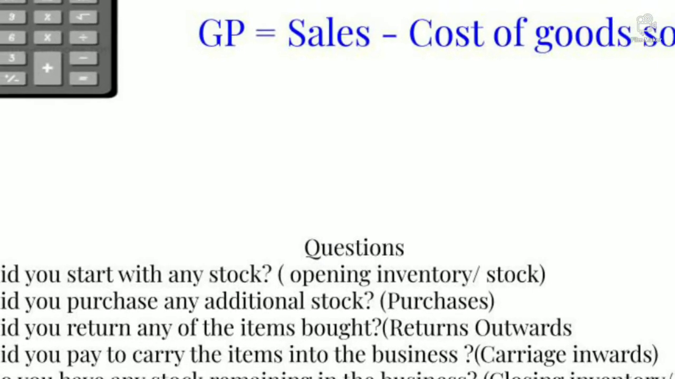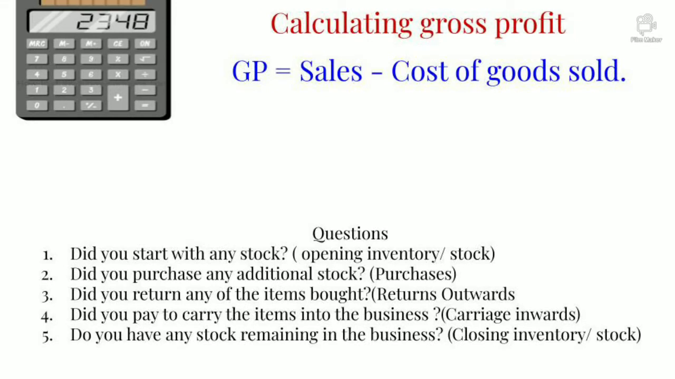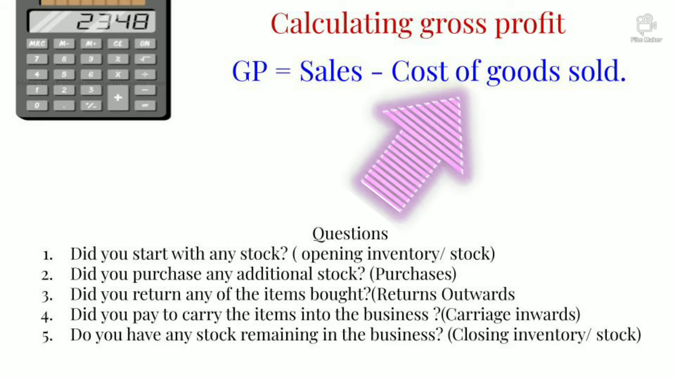Let's get right into it, guys. To calculate gross profit, we will use a simple formula. GP is equal to sales minus cost of goods sold. Oftentimes we do not know the cost of goods sold, so I'm going to share with you 5 simple questions that you will ask yourself and use to find the cost of goods sold.